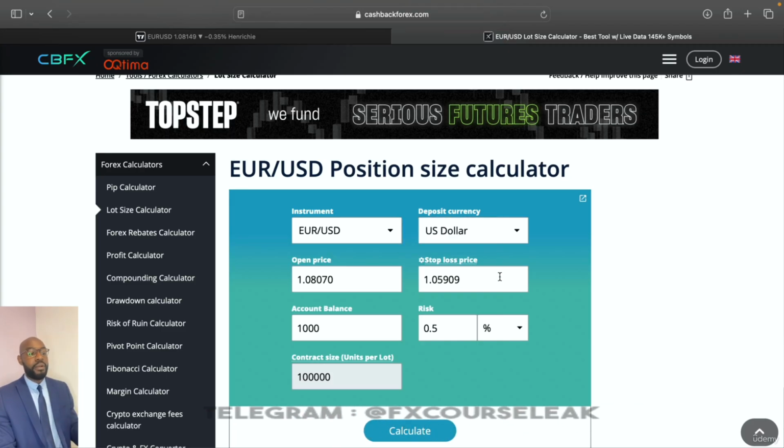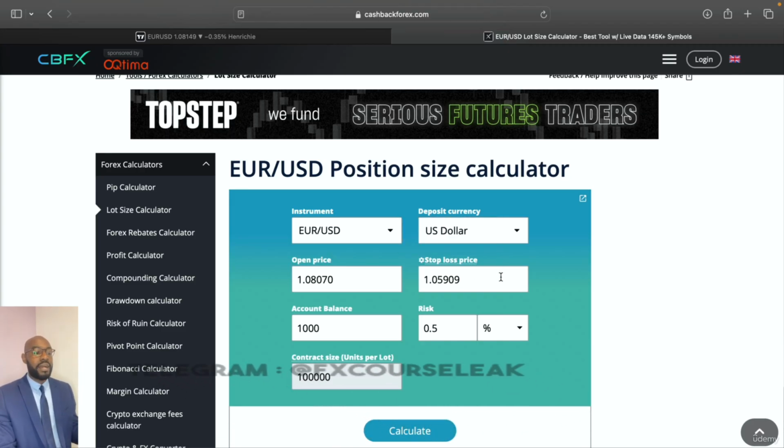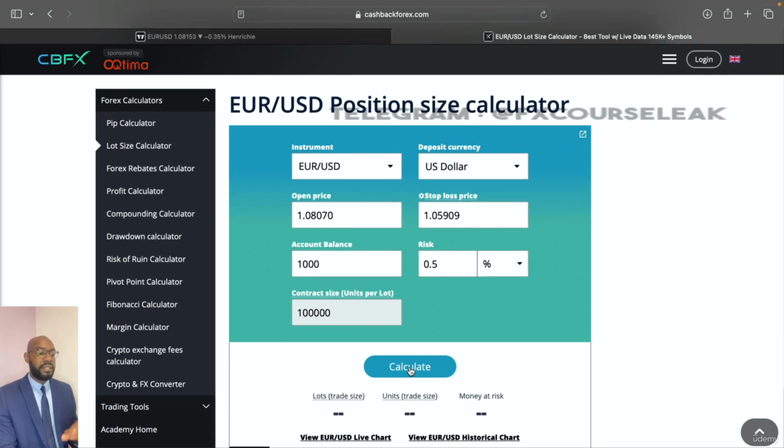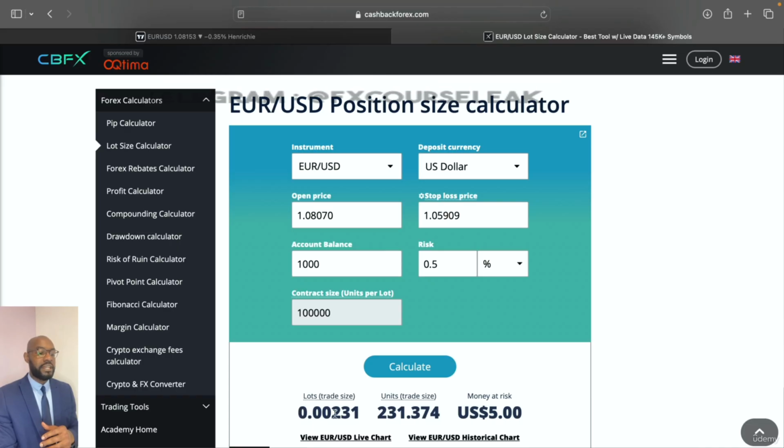So you don't have to worry about how do I know what the open price or the entry price is and the stop loss price. I'm going to be explaining every single detail in this course. So if you stick around and watch the videos from beginning to the end, you're going to learn how to do this independently. So when you're done adding your open price, which is the entry, and the stop loss, you click on calculate, and it's going to show you the lot size to use for the trade and how much you're going to be losing in that trade.